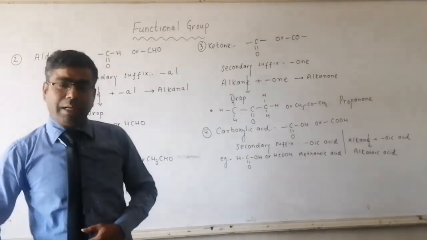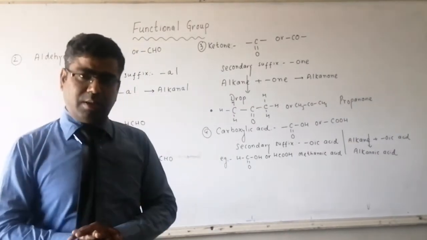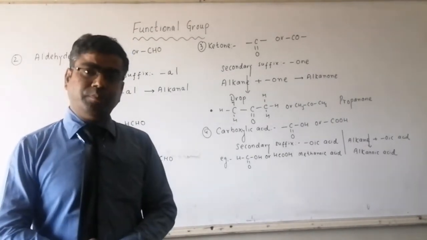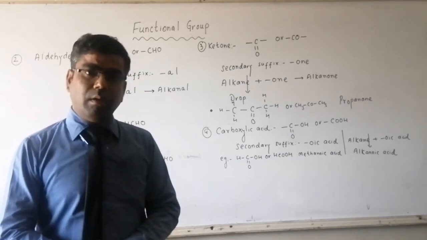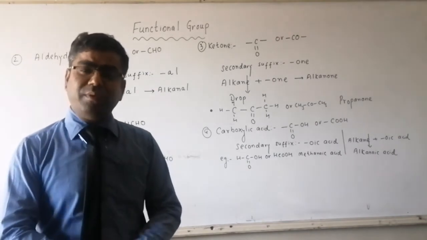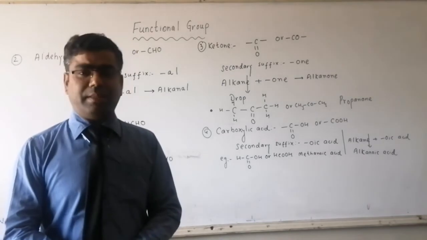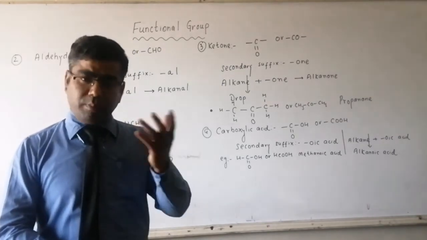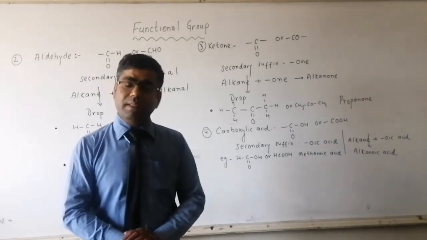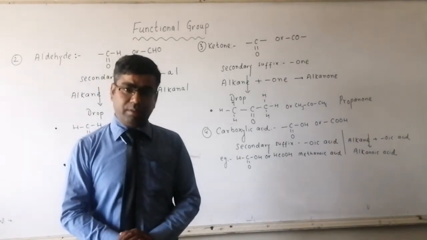Similarly, if we have two carbon atoms, then it will be CH3COOH, and the compound is called ethanoic acid, the second member. For third member, we will require 3 carbon, and compound form will be CH3CH2COOH. Compound is called propanoic acid. Fourth member needs 4 carbon atoms. Compound is CH3CH2CH2COOH, which is called butanoic acid.